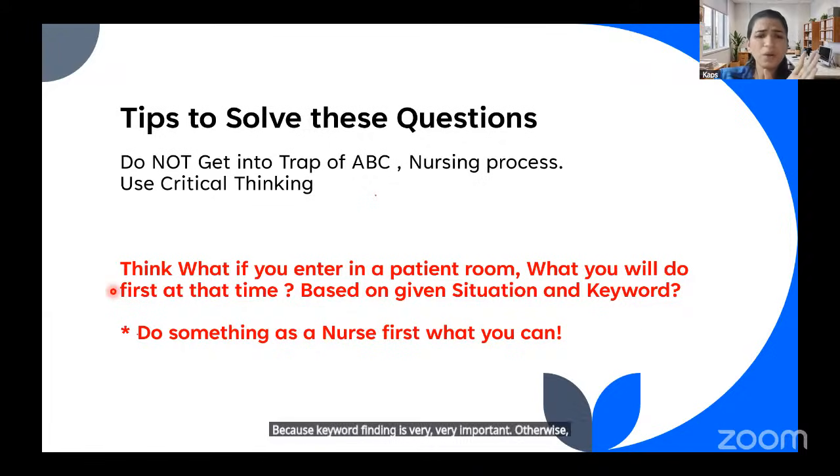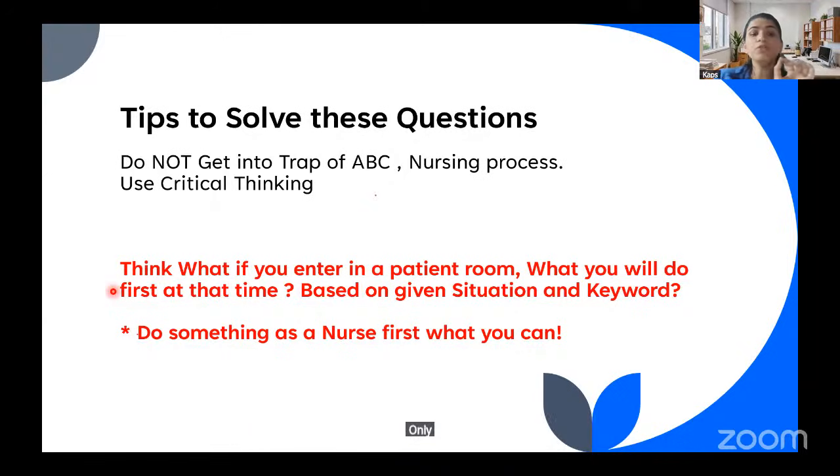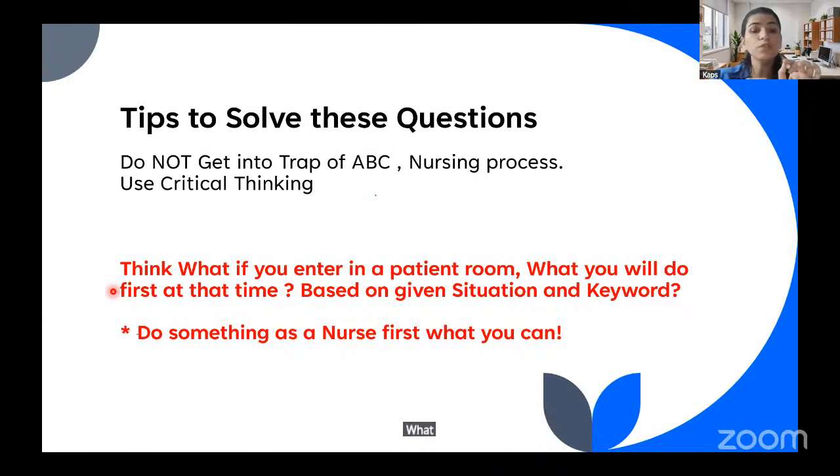Otherwise, you will read the whole question and think everything in the question is important. No, it is not. Only the keyword you need to focus on more always. And based upon the keyword, you always think what you are going to do first if you have this in front of you.